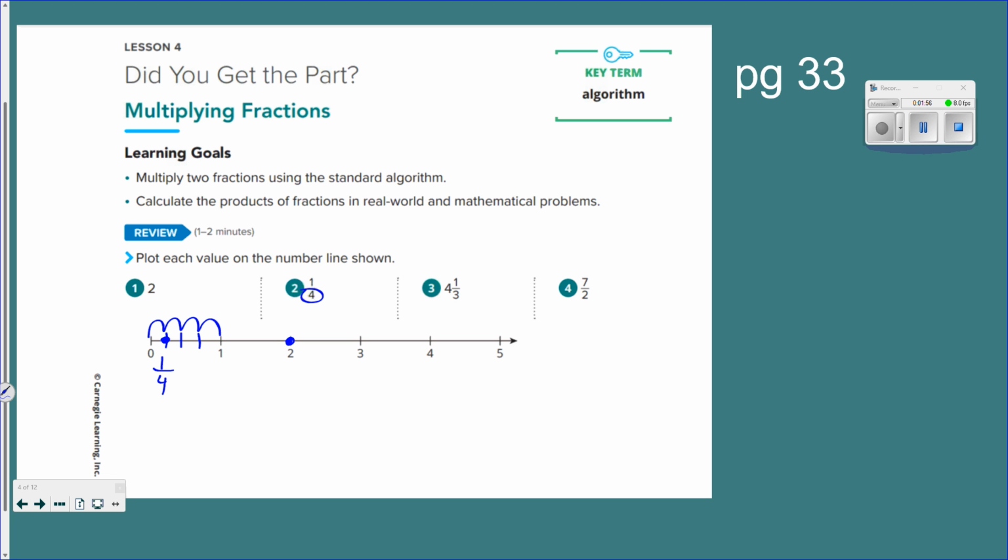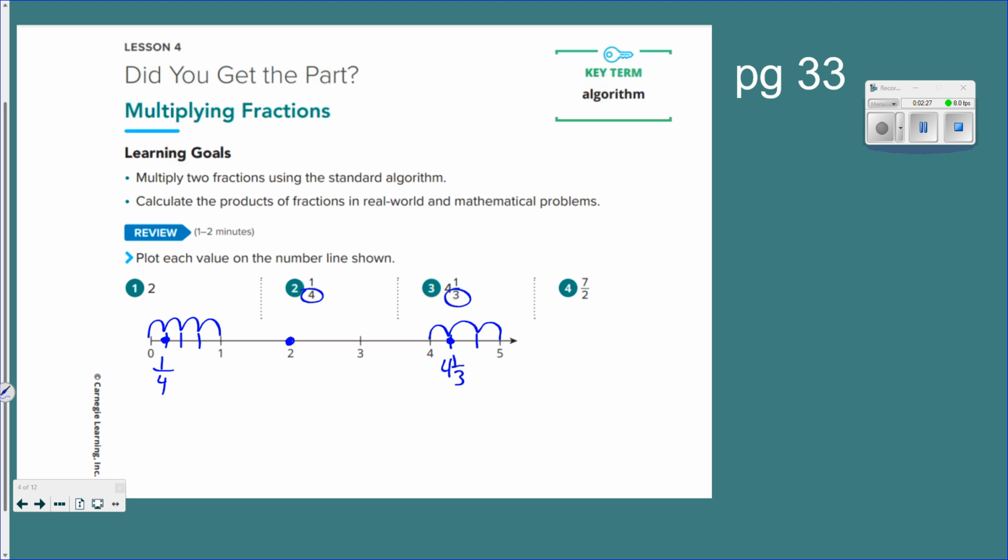All right, 4 and 1/3. You can tell me where that would go. Okay, so he says a little past the 4, between the 4 and 5. So we're talking about thirds, so I'm going to break it into 3 pieces, 1, 2, 3, and I know it goes at the first one because it's 1/3. Make sense?